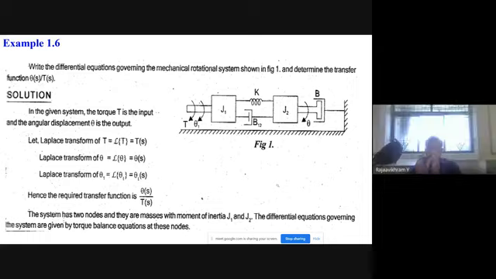It is the same translation system and rotational system; the only difference is the displacement. There it is a linear displacement, in the rotational system it is an angular displacement.